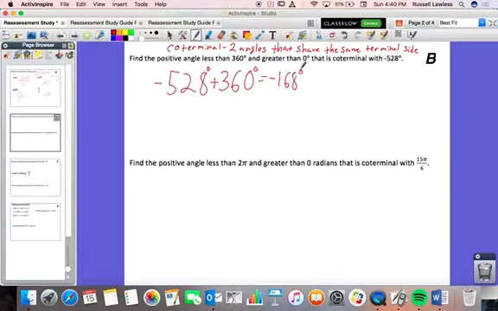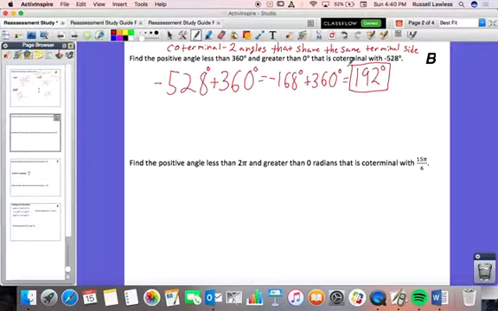Now, is that greater than 0 and less than 360? It is not. So we need to do another full rotation. When we do that full rotation, I'm going to see that I'm left with 192 degrees. Now, is 192 degrees less than 360 and greater than 0? In fact, it is. So we are good there.